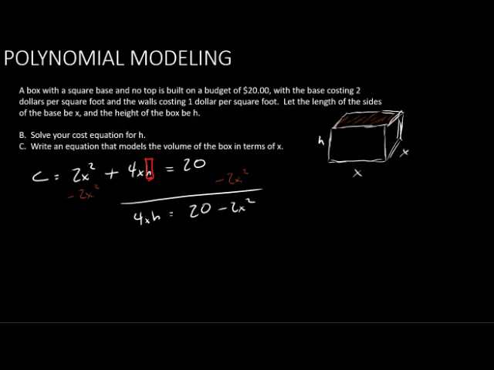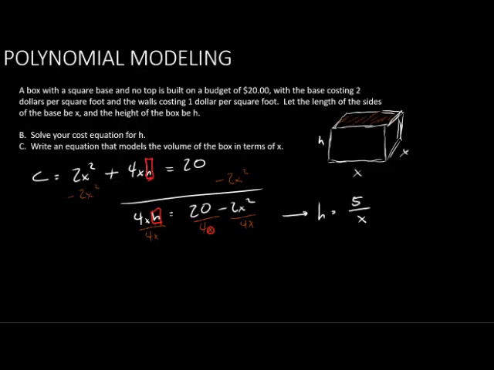Then, to get h by itself, we'll divide everything by the 4x. When we divide 4xh by 4x, we'll get h by itself equals 20 over 4x. If we take 20 divided by 4, we will get 5. However, note that x is on the bottom here, and so it must stay on the bottom, and our first term will say 5 over x.